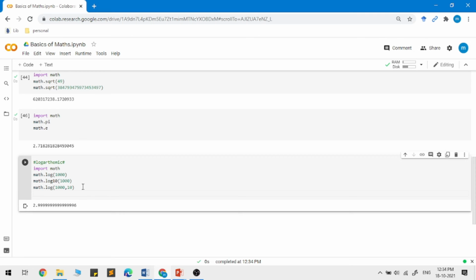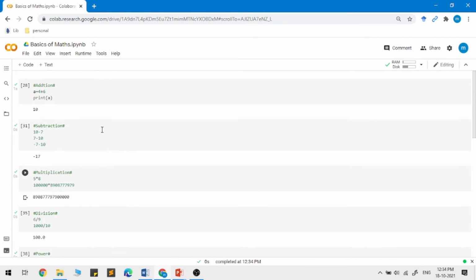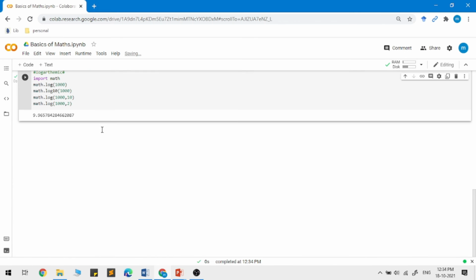Suppose I want to find it for base 2. So math dot log of 1000 base 2. Right? It is 9.965784, etc. So now you all know what the basic functions in mathematics are and how to use those things in Python code. Okay.